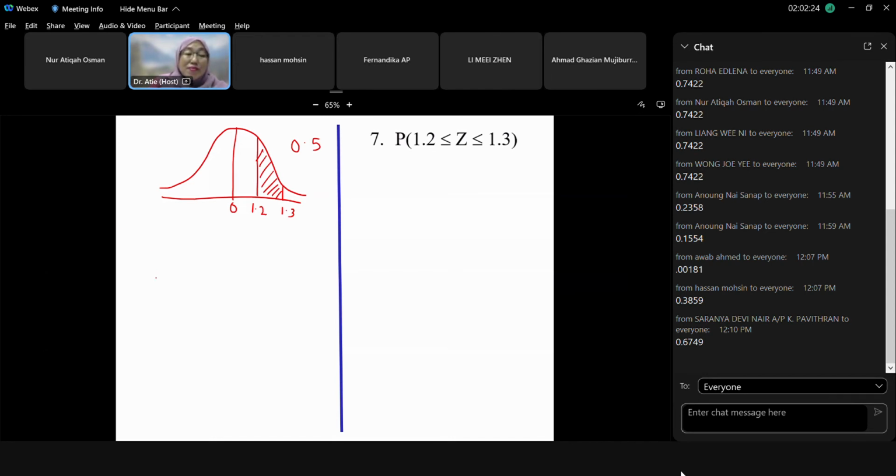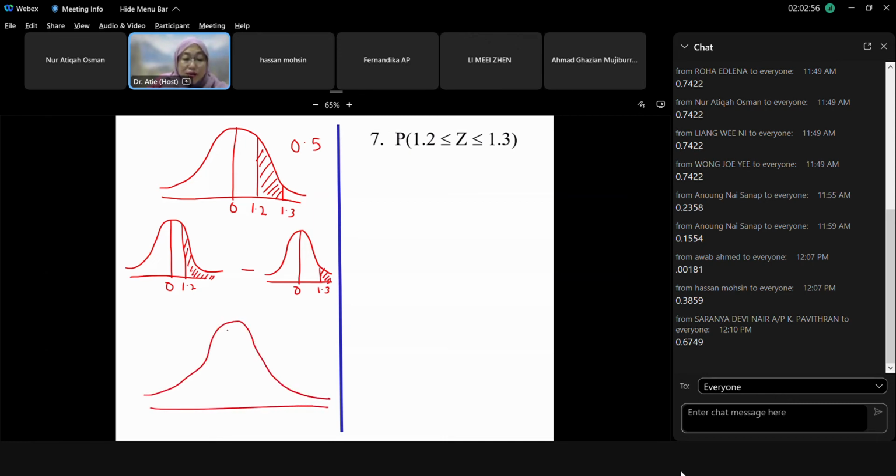So actually it's very simple, very easy if you look at it this way. Just imagine the first one is 1.2. So we are looking for the bigger one, and then we need to minus the smaller one, 1.3. It's just like what happens if I put them together in one graph: 0, and then we have 1.3. This area we can find straight from the table, because it's on the right tail.